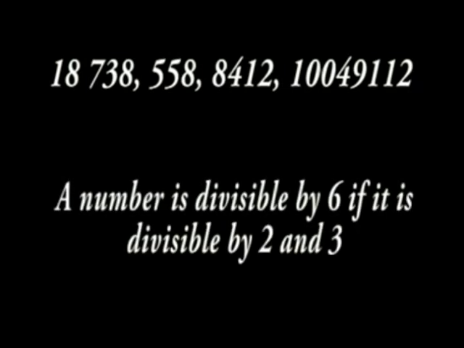Take a keen look at the list of numbers below. All of these numbers are divisible by 6. Secondly, all these numbers are even, which means they are divisible by 2. Finally, their digital sum is divisible by 3. You can confirm that. In simple terms, a number is divisible by 6 if it is divisible by both 2 and 3.